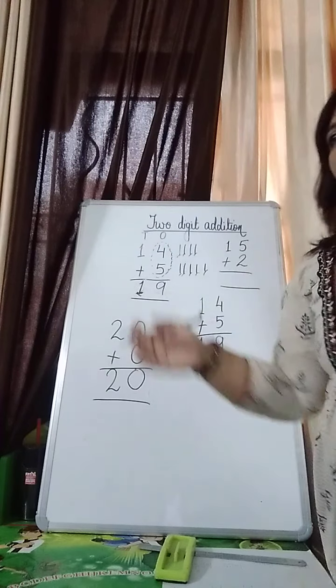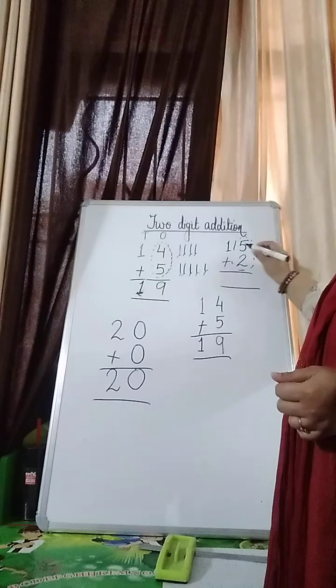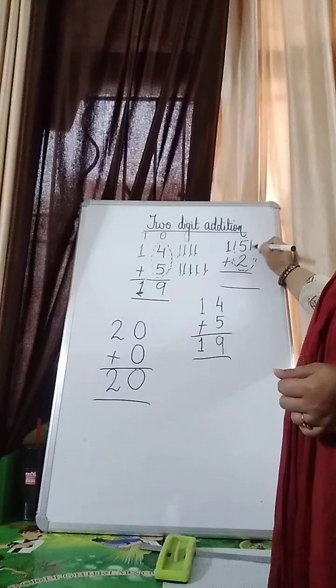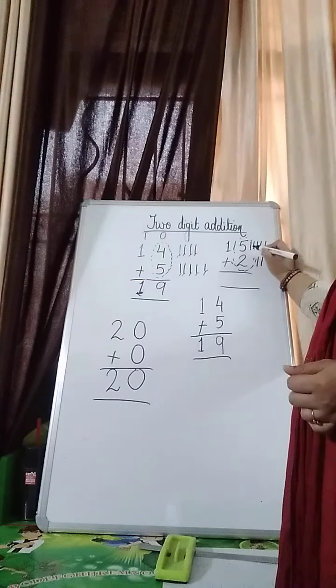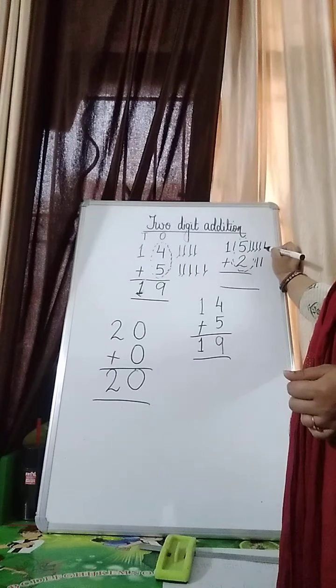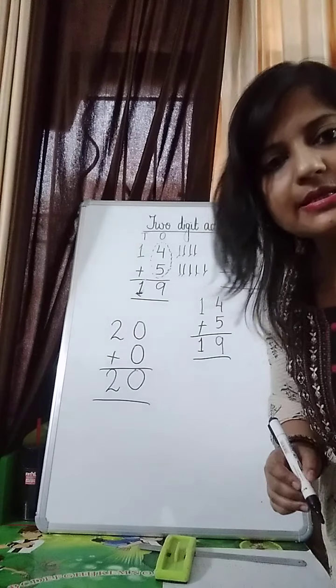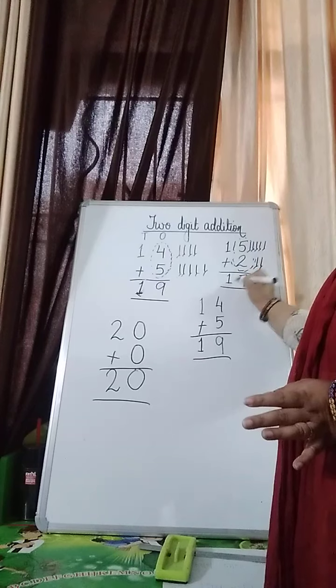Again, your ones side you will take first, that is this 5 and 2. Okay? For 5, first make 5 number lines, 1, 2, 3, 4, 5, and for 2 make 2 number lines. Count it, 1, 2, 3, 4, 5, 6, 7. Here is 7, and below 1 there is nothing, so just copy down 1 and get the answer 17.